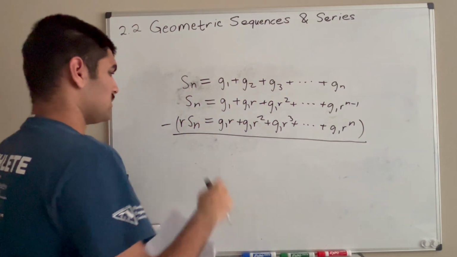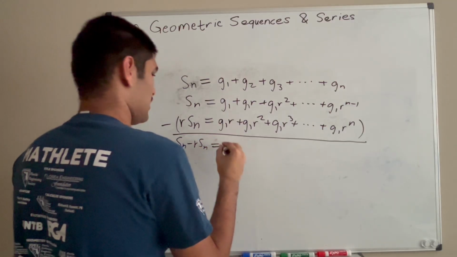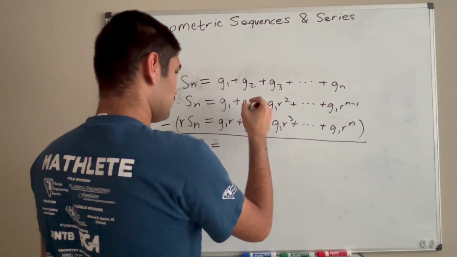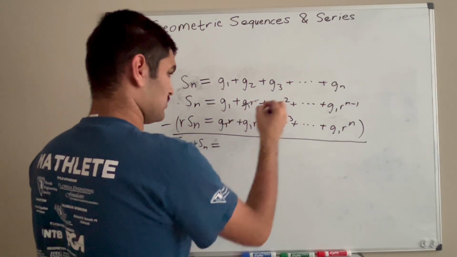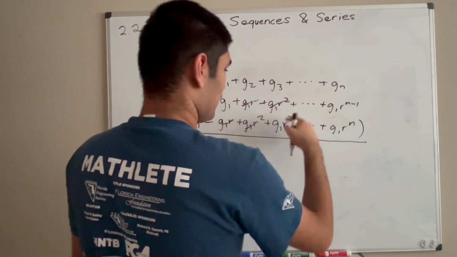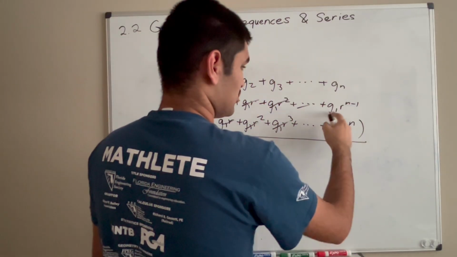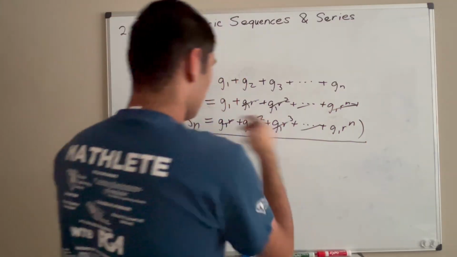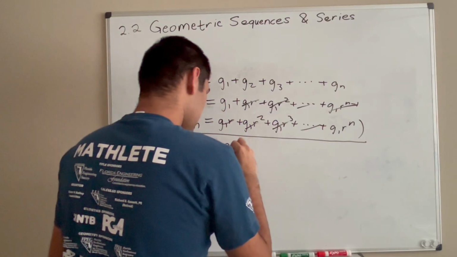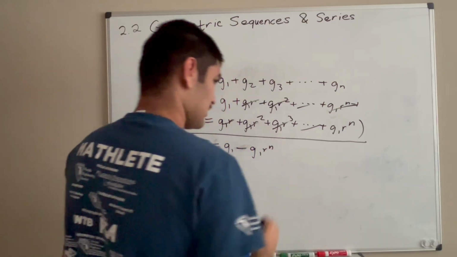On the left-hand side, you get S sub n minus r times S sub n. And on the right-hand side, notice something really cool happens. This g1r minus this g1r cancels. G1r squared minus this g1r squared cancels. Over here there'd also be a g1r cubed, so that would cancel with this. And right before this term, there would be a g1r to the n minus 1, so that would cancel. So all these terms in between just cancel, and the only thing you're left with is g1 minus g1r to the n.